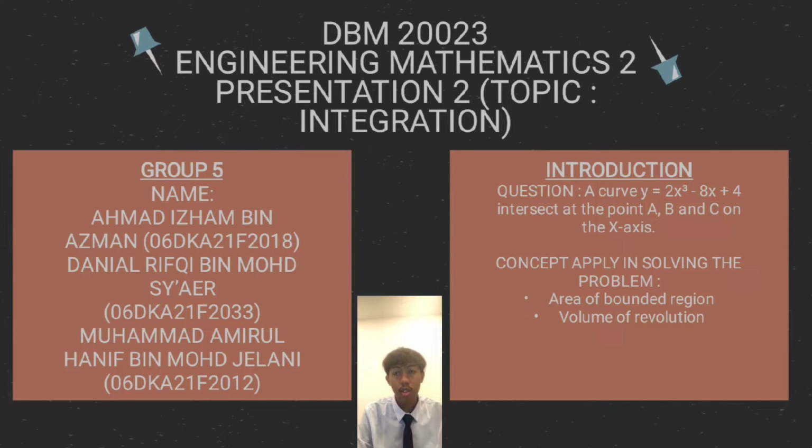For the first step, we do the integration. We integrate the equation 2x cubed minus 8x plus 4. When we integrate, we will get 2x to the power of 4 over 4 minus 8x squared over 2 plus 4x. And then for that equation, we substitute x with the limits that we chose earlier. So we use 0.539 first.